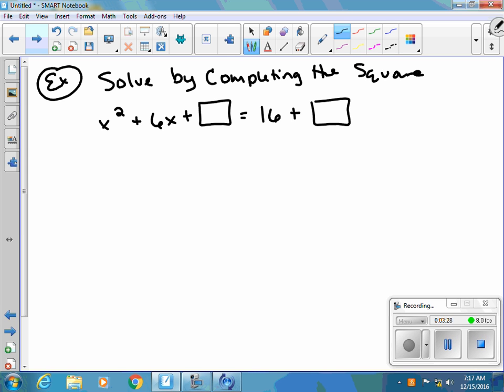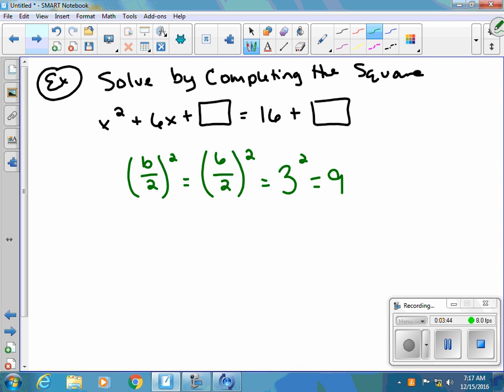So with that being said, I need to go ahead and complete the b over 2 squared. So in our case, we have 6 over 2. That's going to go down to 3 squared, which is 9. 9 now gets put in to both sets.